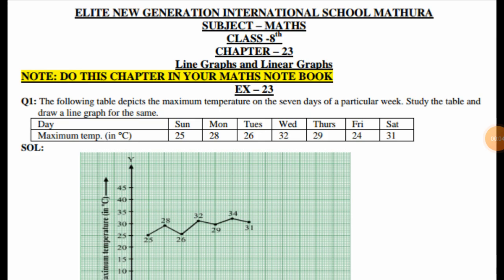Today we are going to start new chapter 23, line graph and linear graph. So basically in this chapter we have to understand why these kinds of graphs are formed. So what is a line graph? Basically a line graph is a graph that displays data that changes continuously. That means on a line graph we can represent data that changes continuously over a period of time. According to time it changes, and it consists of bits of line segments joining consecutively.